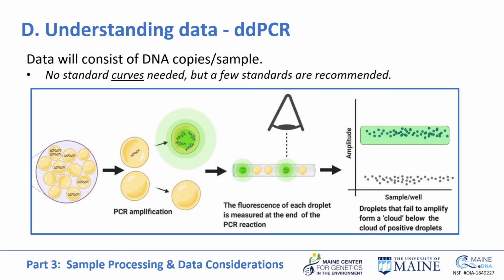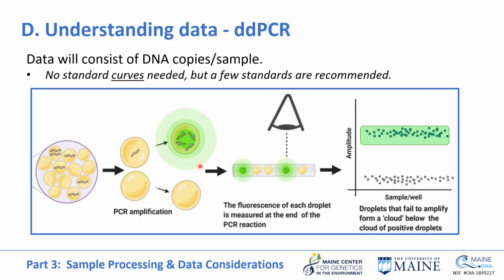Now, ddPCR is conceptually similar to qPCR in the sense that copied DNA is going to glow, except in this case, rather than mixing all the DNA together in one tube, we're going to separate each DNA molecule into separate droplets. And in each droplet, we're going to have one molecule. And if that molecule happens to be our target DNA, it's going to copy itself and glow. If it's not our target DNA, or there's no DNA molecule in there, there's going to be no glow.